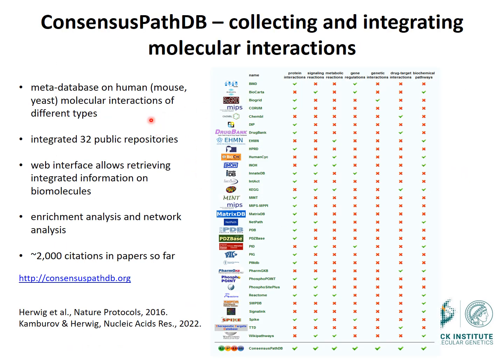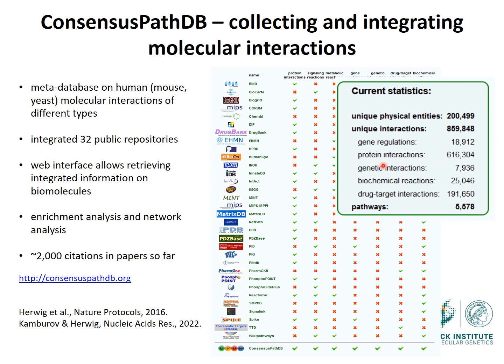Now, for the approach, we need a scaffold of molecular interactions, and my group has developed since years the ConsensusPathDB, where we basically collected and integrated molecular interactions from 32 public resources. We have different interaction types, and among the interactions, we also have a large amount of protein interactions integrated from different resources, around 600,000, which we use as a scaffold for network propagation.